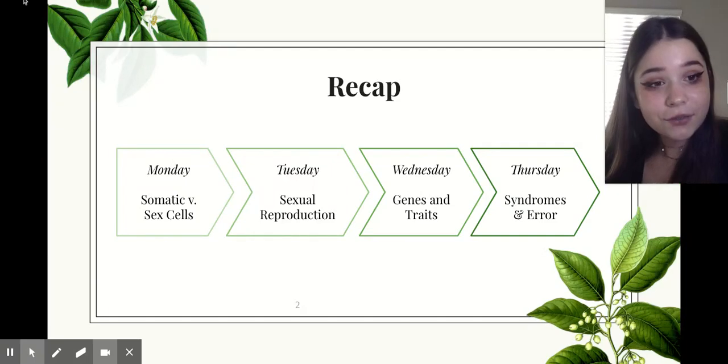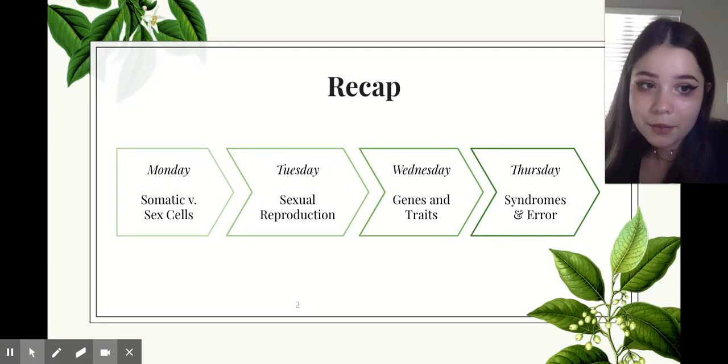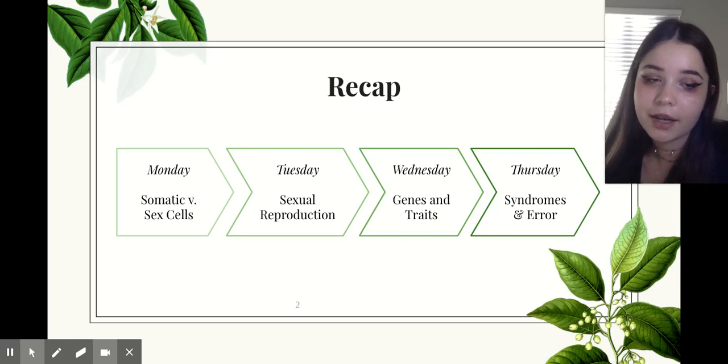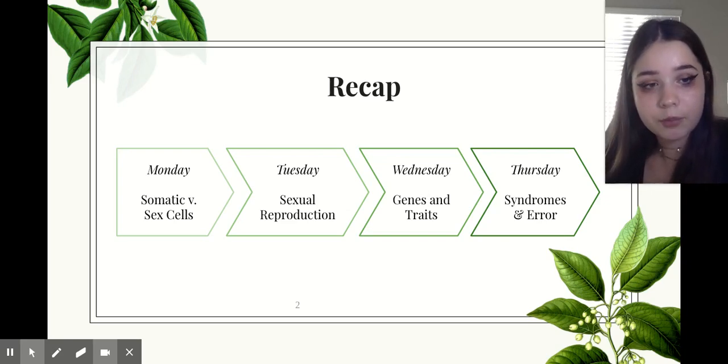Okay, so let's first have a recap of the previous days in the week. Mondays, we explored somatic and sex cells. Tuesday, the process of sexual reproduction. Wednesday, genes and traits. And then finally on Thursday, we looked at some syndromes and errors in reproduction.